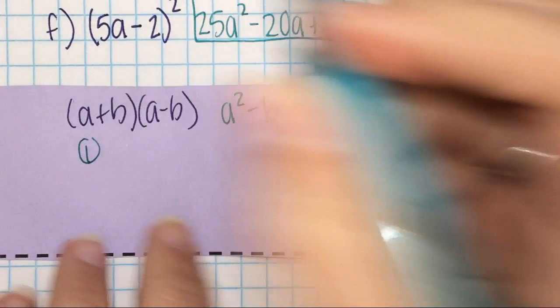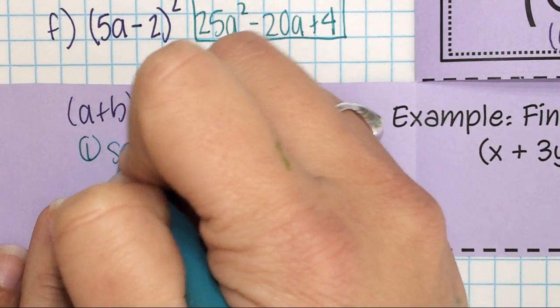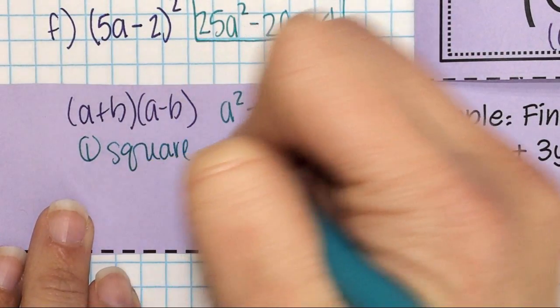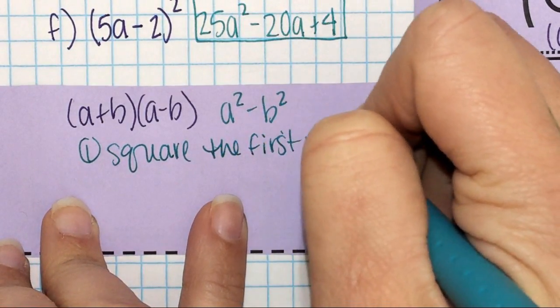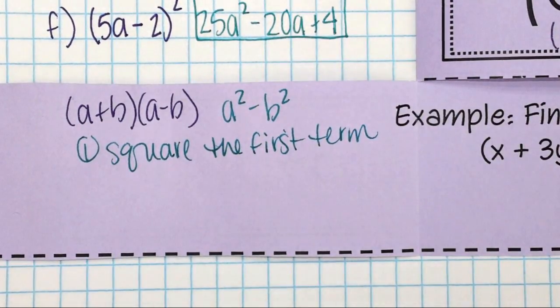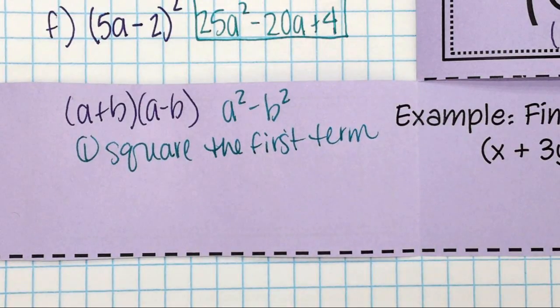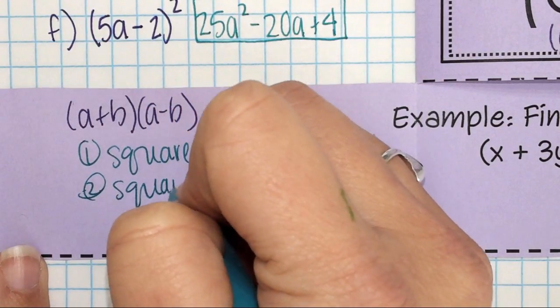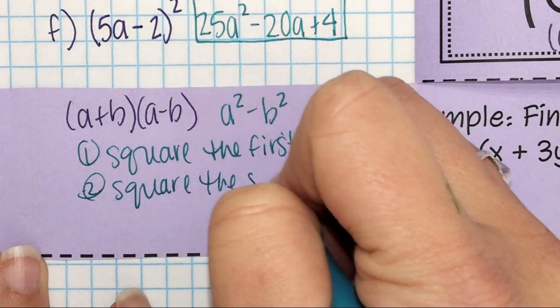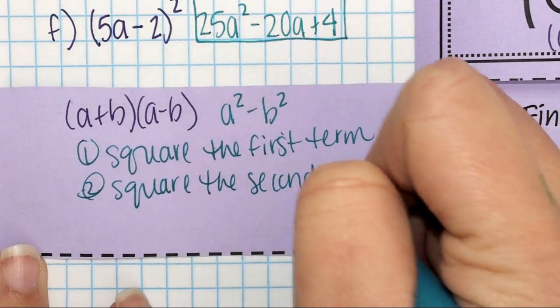It's the easiest. Alright, first step is square the first term. The second step is square the second term. Wait, if that's all you have to do, why do we have to write out the terms?